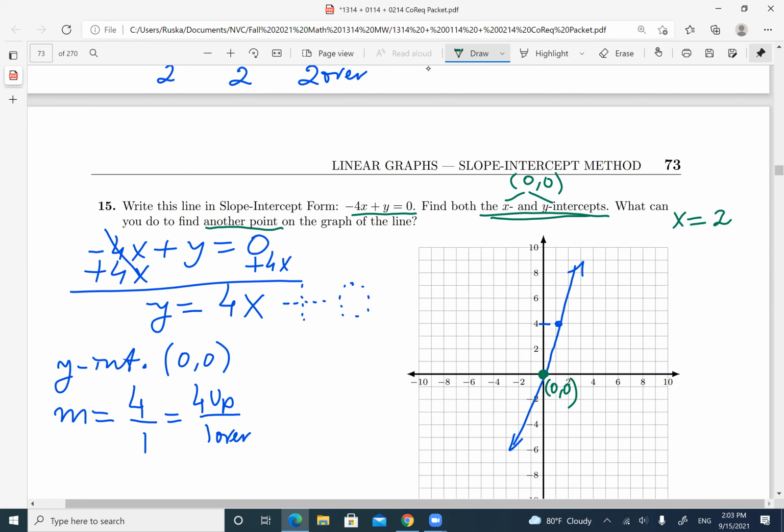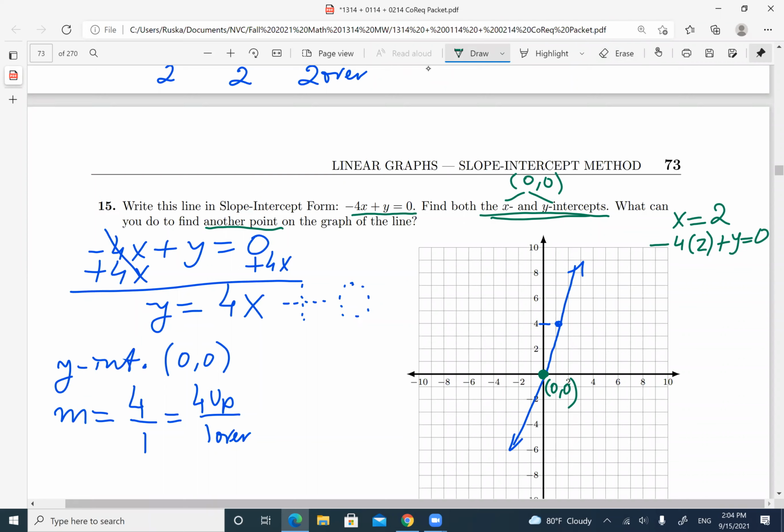But why do you want to work with fractions? I don't know. Okay, so let's put 2 or 3, whatever you want, doesn't matter. Do you want 2 or 3? 2. You want 2? Okay. So x is 2, and then I'm going to replace x with 2 in this equation. So it's going to be -4 times 2 plus y equals 0.